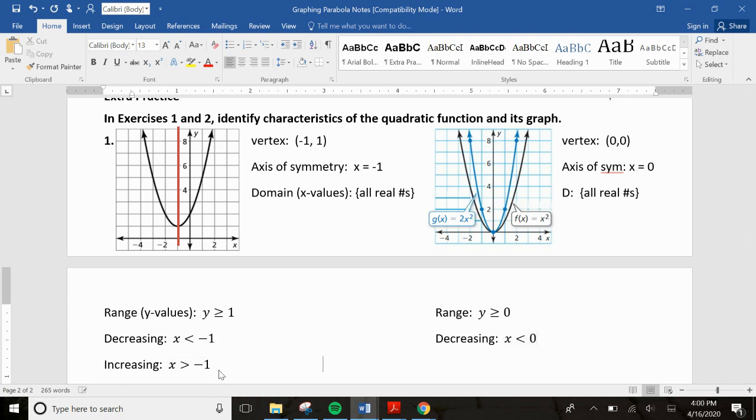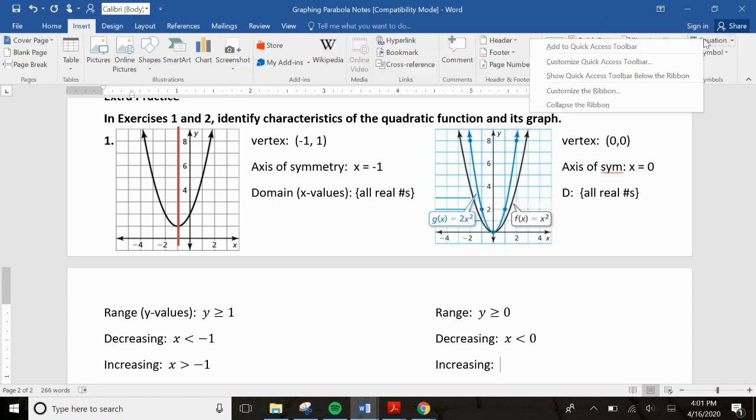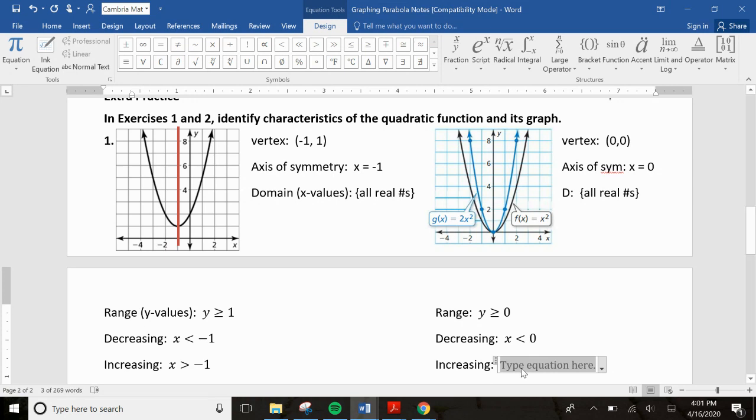Now looking at our increasing. So when is this graph increasing? We said it was decreasing on this side until we got to the vertex. And now it's increasing past the vertex. So I can see it's increasing when x is positive. In other words, when x is getting larger than 0, it's becoming more positive, it would be increasing. So we can say the part of the graph where it's increasing is when x is greater than 0.